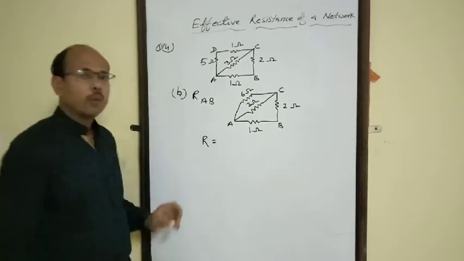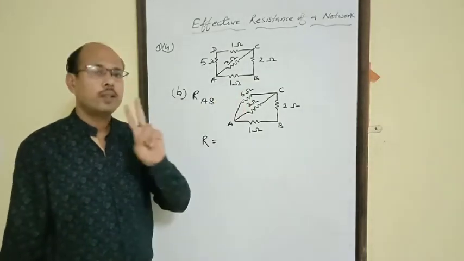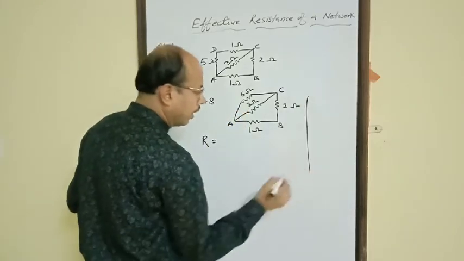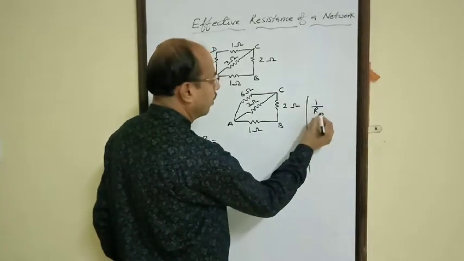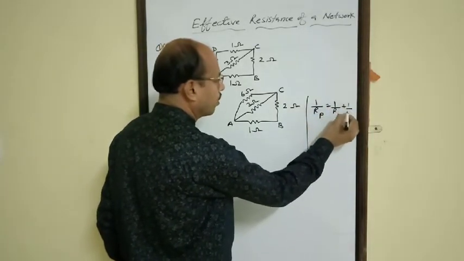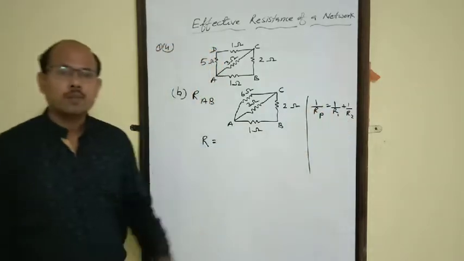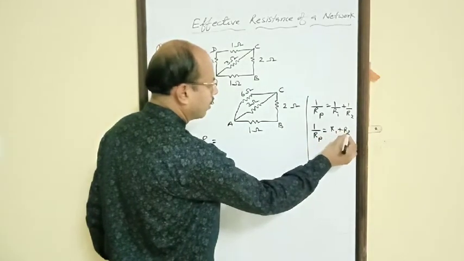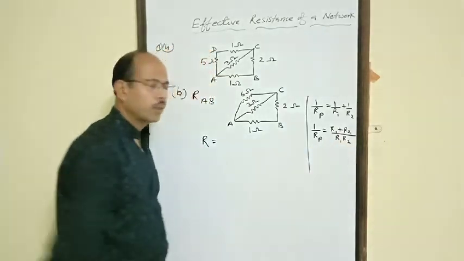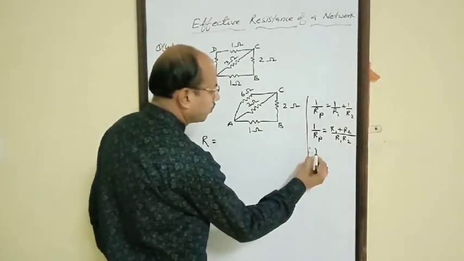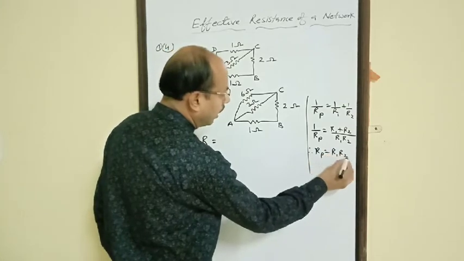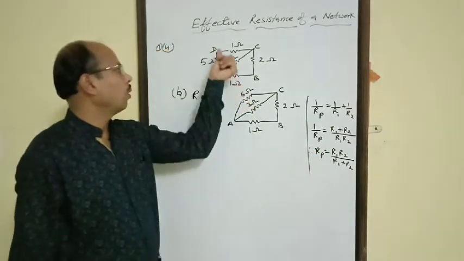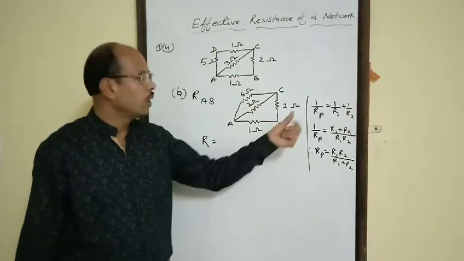Parallel we can also calculate by using a short trick, valid only for 2 resistors. We can directly remember it. For 2 resistors, I am showing this trick. 1 upon Rp equals 1 upon R1 plus 1 upon R2. This formula we know very well. We can also write 1 upon Rp equals (R1 plus R2) divided by R1 R2, and therefore Rp becomes R1 R2 by (R1 plus R2). So by using this formula we can directly solve the parallel combination of two resistors without wasting any time.